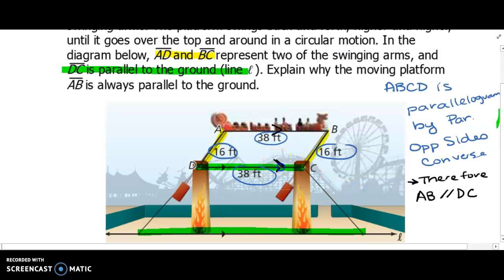But I know that DC is always parallel to the ground. Remember the transitive property of parallel lines? If one thing's parallel to another, and to another, they're all parallel. So therefore I can say that AB is parallel to L. So AB is parallel to the ground, which is why you don't see people flying out or falling off. It stays parallel to the ground all the way through.